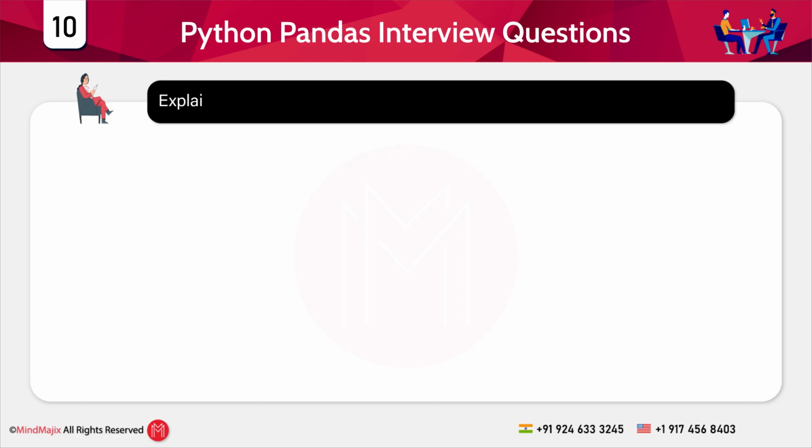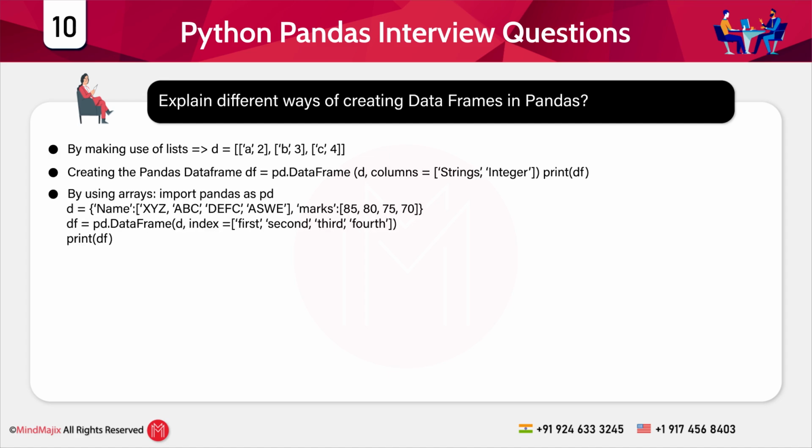The next question is: explain different ways of creating data frames in pandas. There are a number of ways, as you can see on the screen. The first way is by making use of lists. If you have hands-on experience in Python, this is how you create a list. For example, here we have written d equal to, and in square brackets we have provided the elements of the list. Here we have an alphabet and a number, then an alphabet and a number. Similarly, 3 elements are present in this list. This is how you create a data frame as well in pandas.